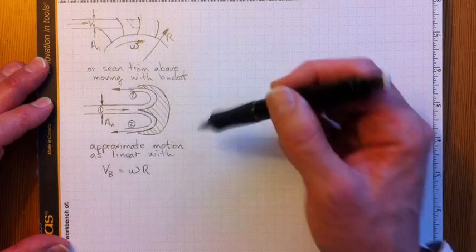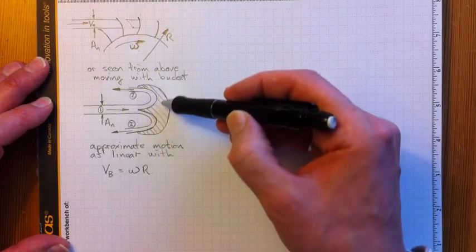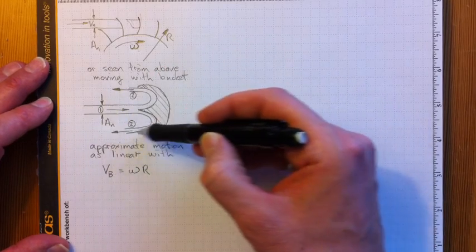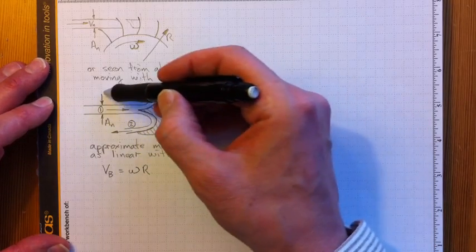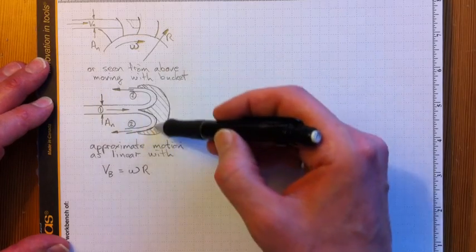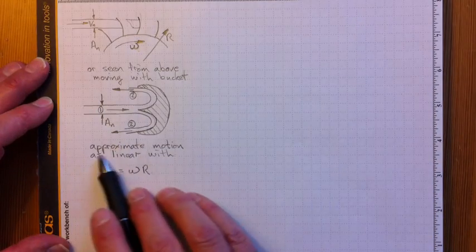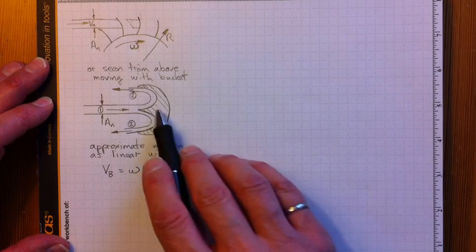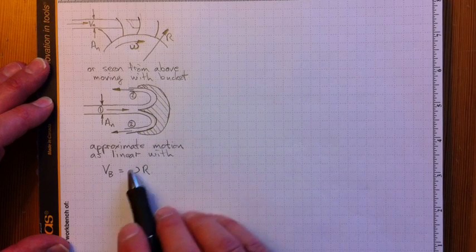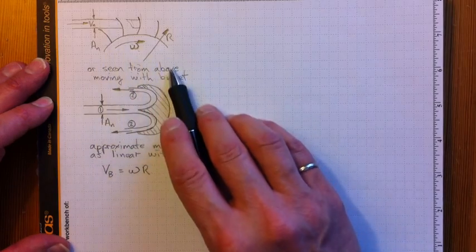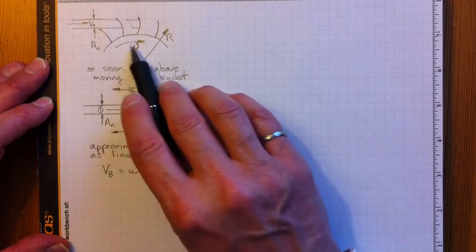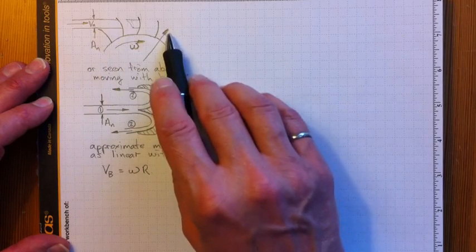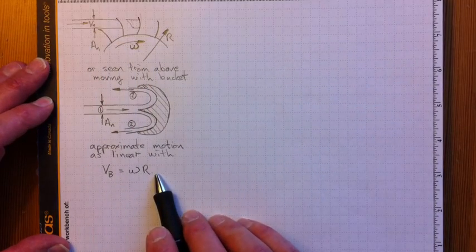Now, if we look down from above, the buckets look something like this. The jet hits them and is turned around almost 180 degrees so that the water goes off in the other direction. We can do an analysis by approximating the motion as linear with the velocity of the bucket. This bucket's moving at a velocity that depends on the rotational velocity, omega, and the distance out from the center of rotation, so omega r.